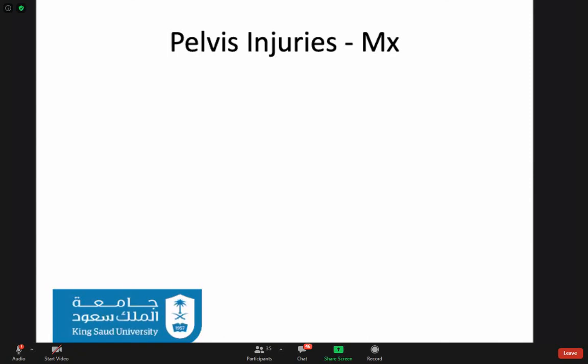Fixation, so if the patient has multiple fractures that require operative fixation by orthopedics. Pelvic packing sometimes is one method to stop the bleeding. So you actually have a laparotomy and then you put in packing because you can't localize the bleeding. The packing stops the bleeding through pressure.